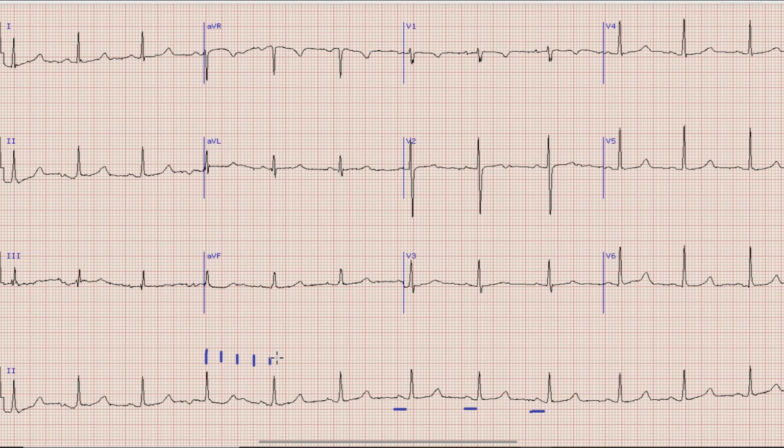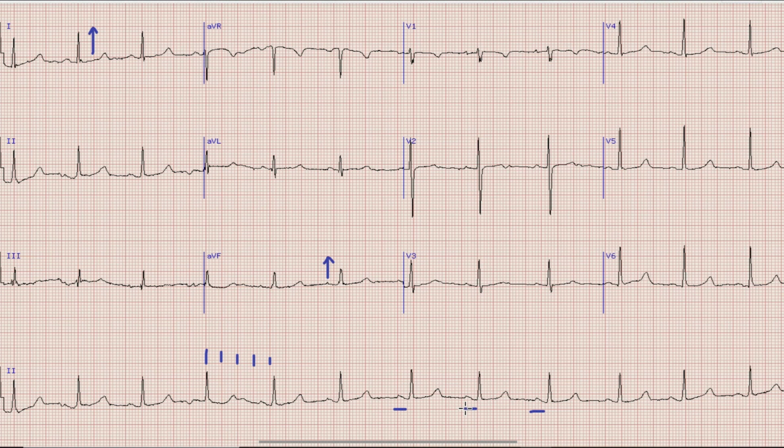So next is the determination of axis. For axis we look at the direction of the QRS complex in lead 1 and lead aVF. In case of lead 1, the QRS complex is positive. Also in lead aVF, the QRS is positive. So both positive QRS complexes in lead 1 and aVF mean that this is our normal axis.